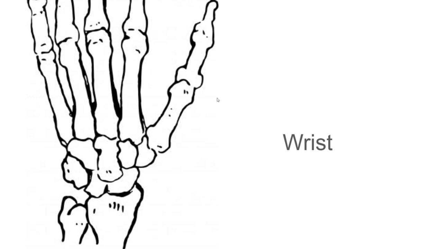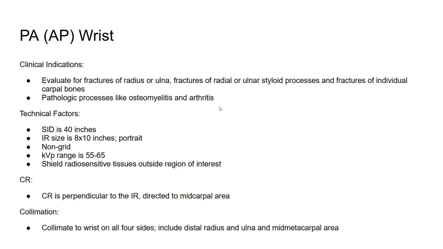Hi everyone, this is Kyle, and I'm going to be presenting on the PA projection of the wrist, as well as the PA external oblique of the wrist. For clinical indications for a PA or an AP wrist, it's going to evaluate for fractures of the radius or the ulna, as well as fractures of the radial or ulnar styloid processes.